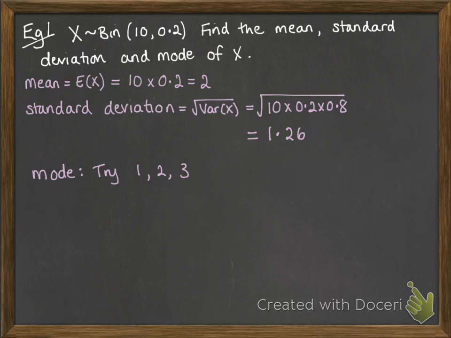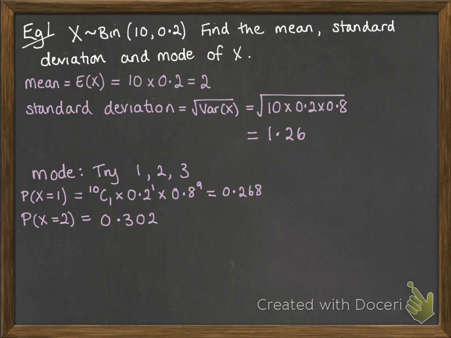So we'll try 1, 2 and 3. We don't have to worry about decimals because this is a discrete distribution. We're not going to have any numbers in between there. So we'll try out the 1, 2 and 3 to see which is the most likely. With each of those we do our usual calculation of how likely that is. And we can see that we've got the highest probability with x equals 2, so therefore the mode equals 2.